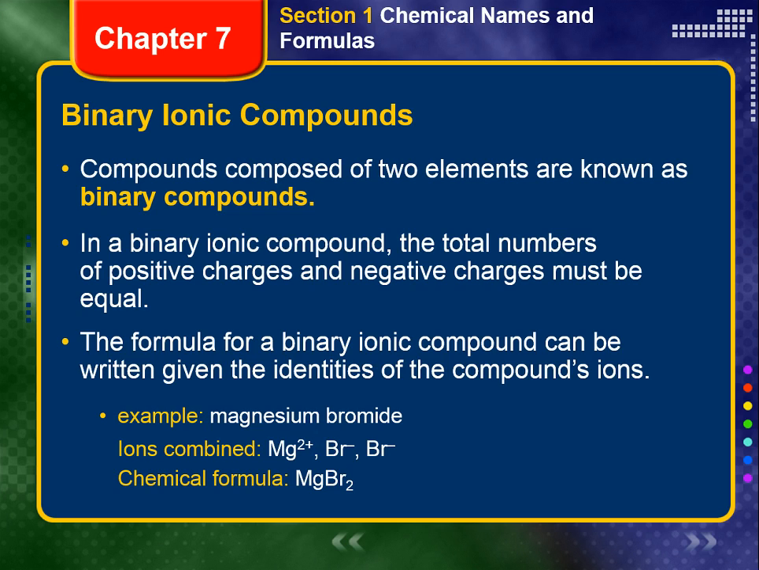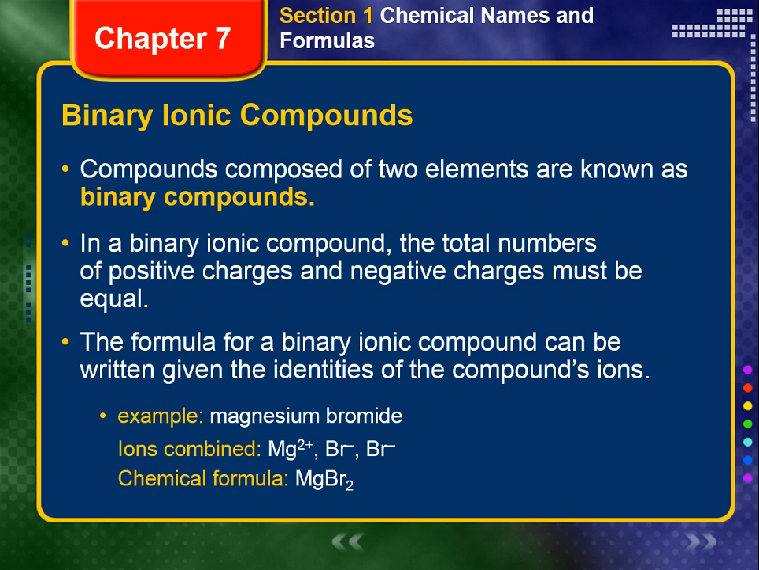Binary ionic compounds. Compounds composed of 2 different elements are known as binary compounds. In a binary ionic compound, the total numbers of positive charges and negative charges must be equal. Therefore, the formula for such a compound can be written, and it gives the identities of the compound's ions.